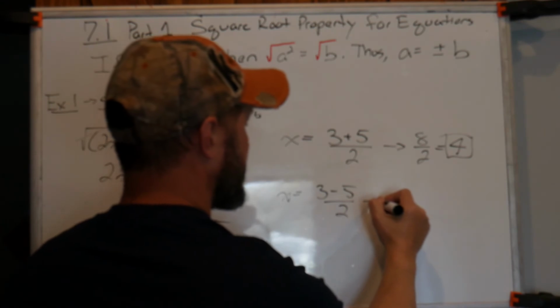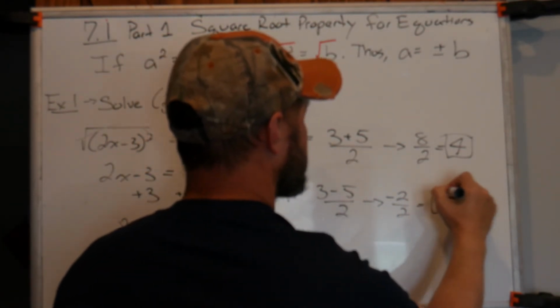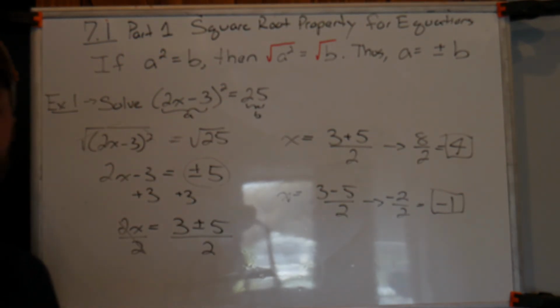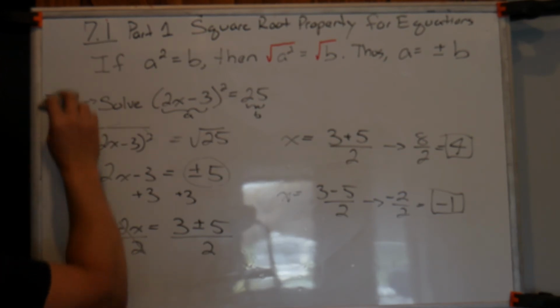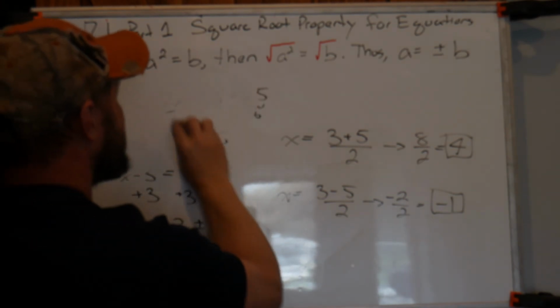3 minus 5 is negative 2 over 2, which is negative 1. There's my other answer. So x equals 4 or negative 1. Okay. Let that sink in a minute. We'll do 2 more examples for this intro, and then we will move to completing the square.